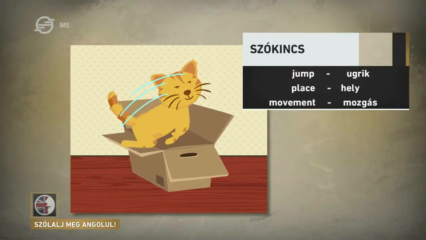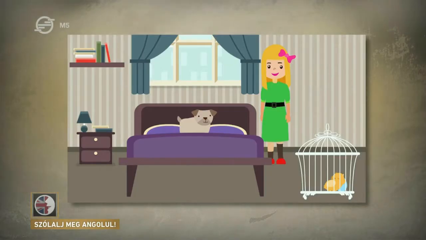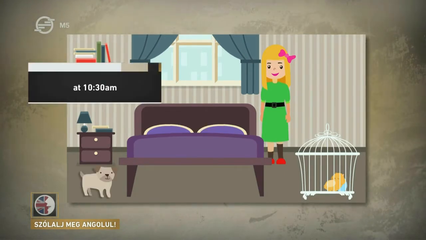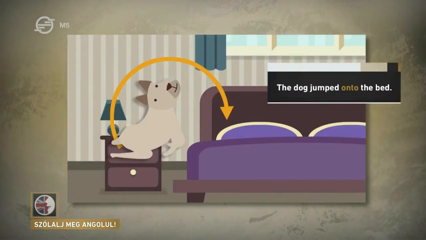The cat jumped into the box. Now the cat is in the box. Okay, let's look at another preposition of movement, onto. Now, we know the preposition of place on. The dog is on the bed. Okay, now, at 10:30 a.m., the dog was on the floor. At 10:31 a.m., the dog was on the bed. What happened? Well, the dog jumped onto the bed.